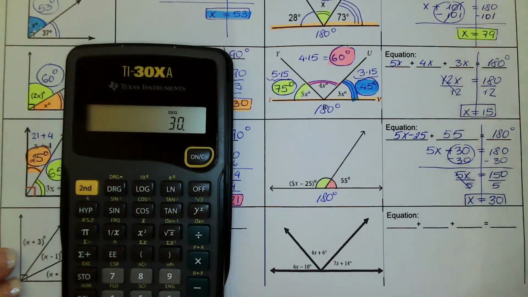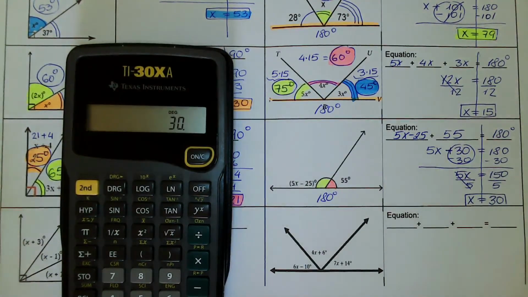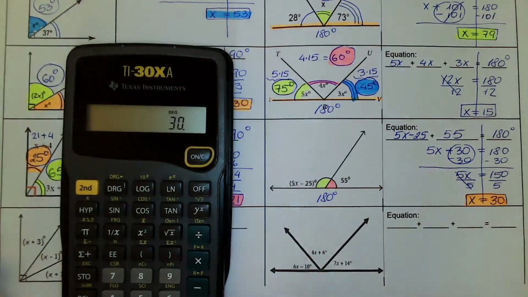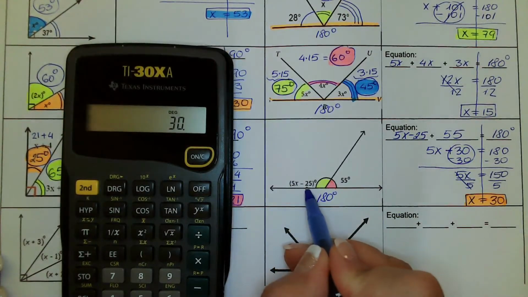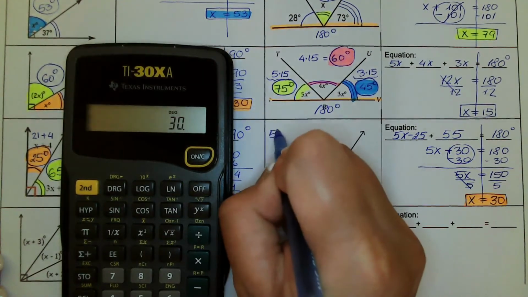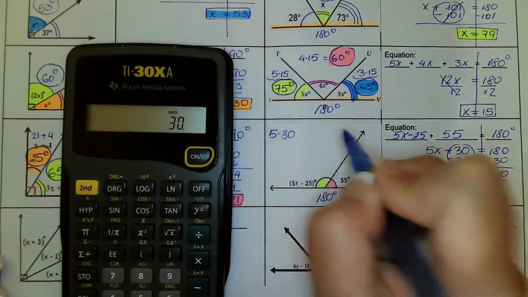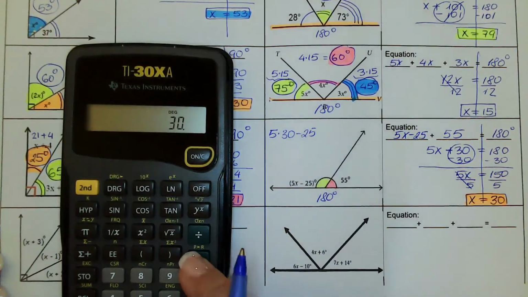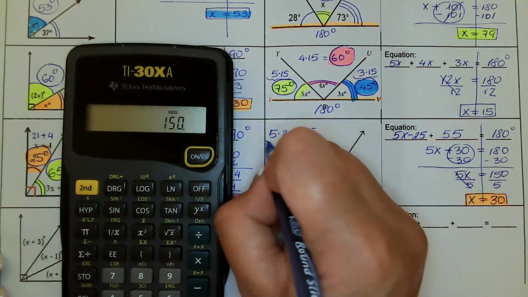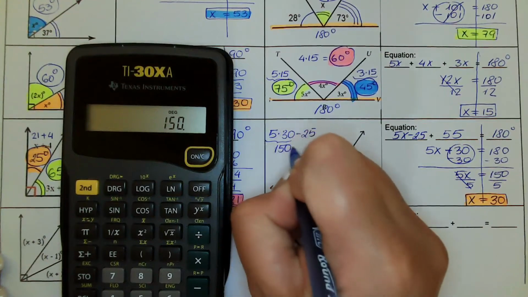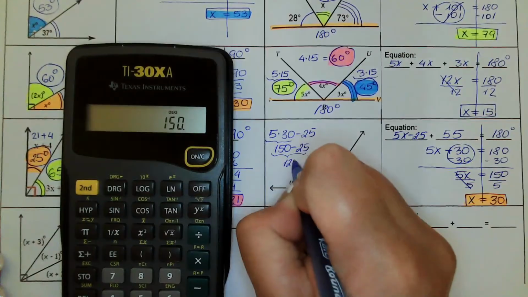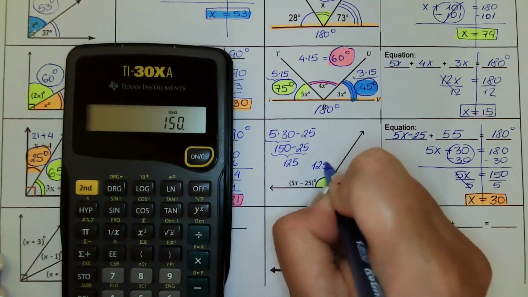So that's not the angle measure, that's the x value, or the value of the variable. Now we substitute the value of the variable in the expression. So I have here 5x minus 25. It means 5 times 30 minus 25. 5 times 30 is 150. 150 minus 25 is 125. And that is the angle measure.